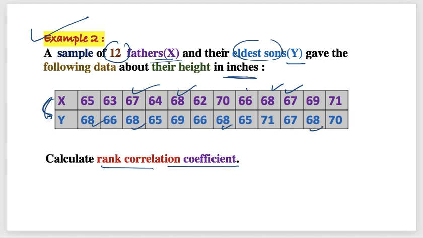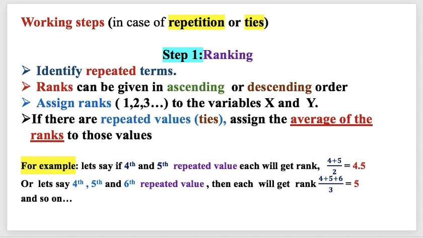But before solving it, let us see what the major steps are. You will observe that the difference between the no tie and repeated case is only in the ranking part, and the rest is the same as the previous question. Why? Because first of all, before jumping over to ranking, we need to identify the repeated terms and highlight them, and then we can decide whether to give a rank in ascending order or in descending order. After that, ranking can be started.